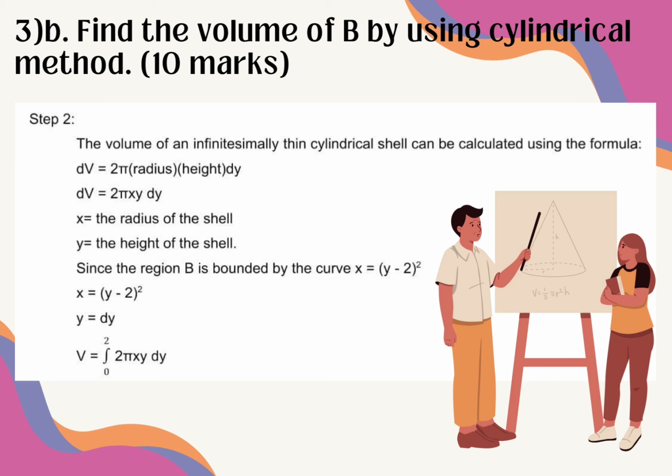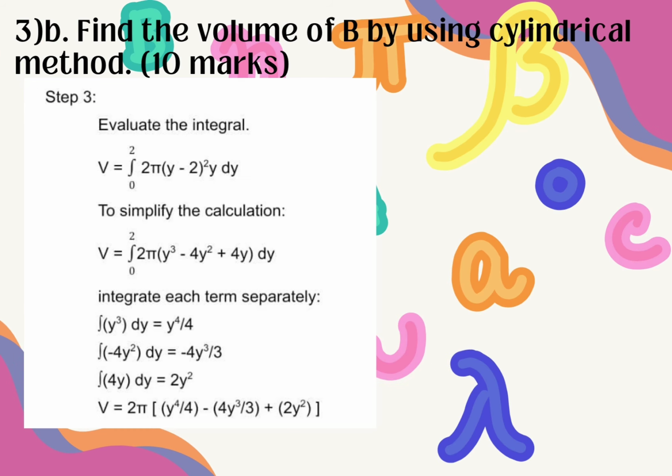The mathematical representation of our problem is as follows. V equals the integral from 0 to 2 of 2 pi x y dy, where 0 and 2 are the limits of integration, which define the bounds of region B. V equals the integral from 0 to 2 of 2 pi x y dy equals, insert the result of the integration here. The integral expression we will evaluate is V equals the integral from 0 to 2 of 2 pi (y minus 2) squared y dy. Our goal is to simplify this expression and find the volume of the region using integration.